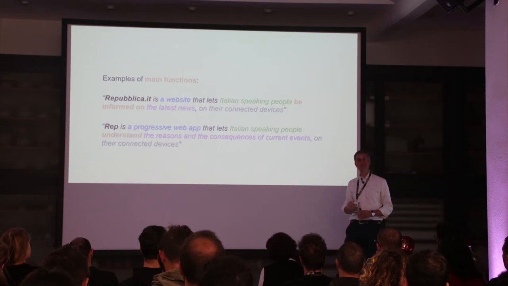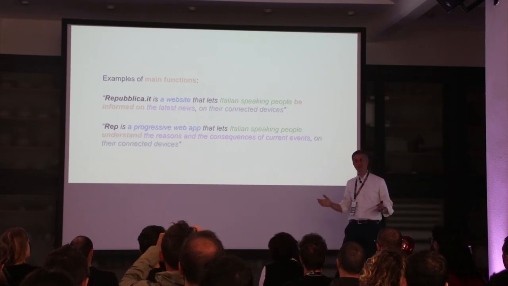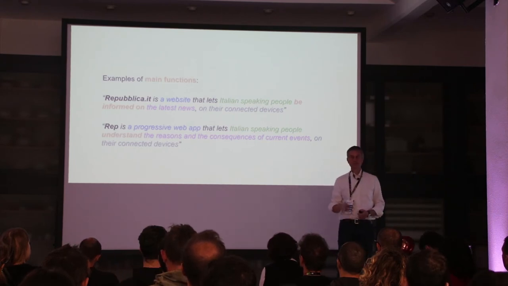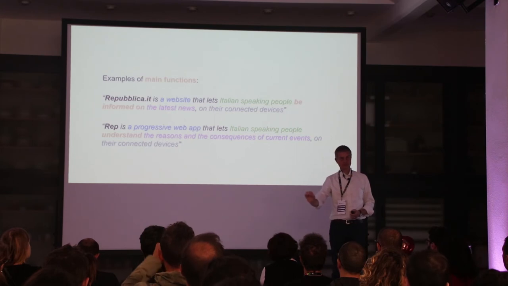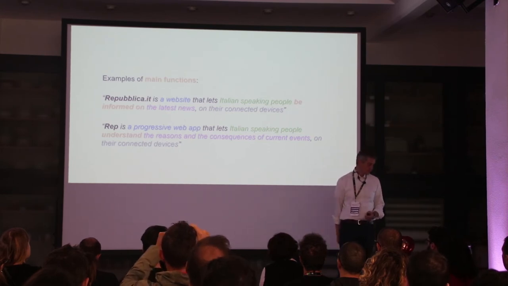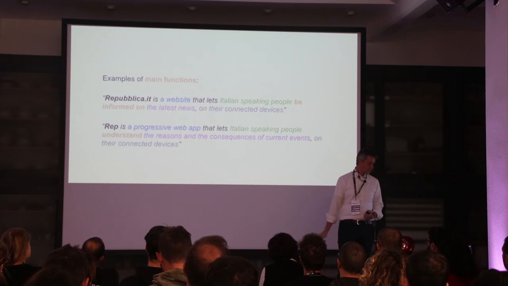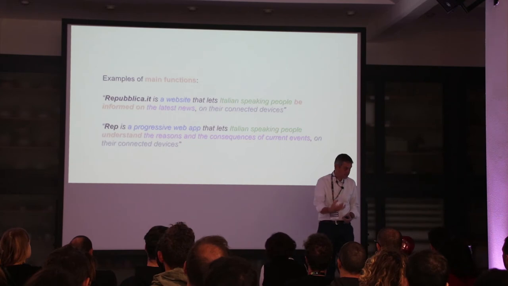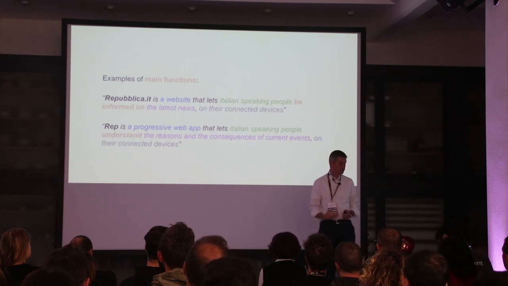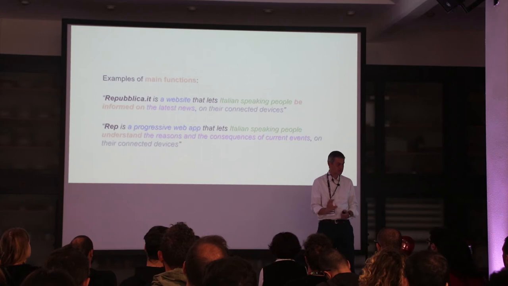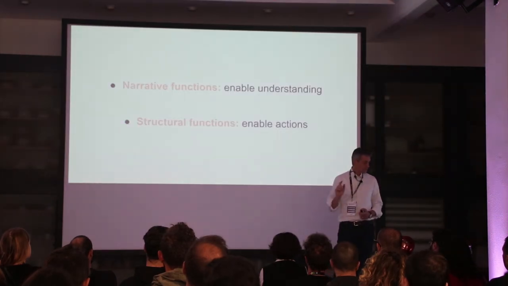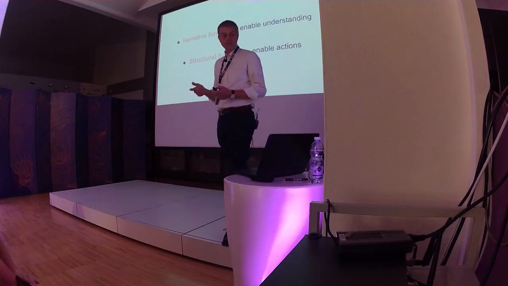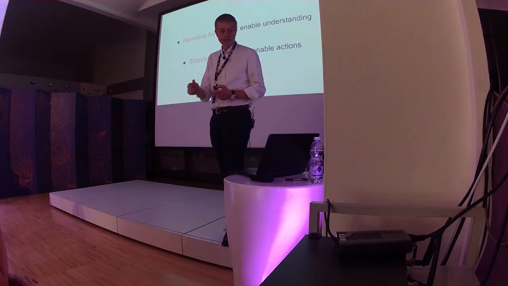And that is even more important than defining what the product is, because it helps the team to be focused on the goal. After defining the main function, the team starts defining the primary functions that derive from this. For this job, I always suggest teams to consider two kinds of functions: the functions that enable understanding, the narrative functions, and the ones that enable the user to fulfill an action.